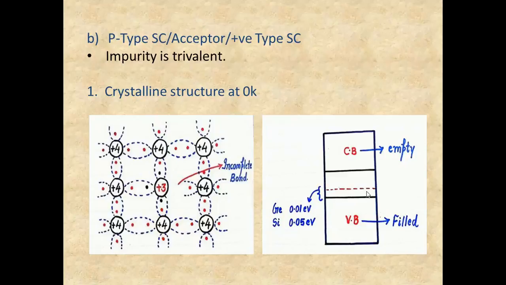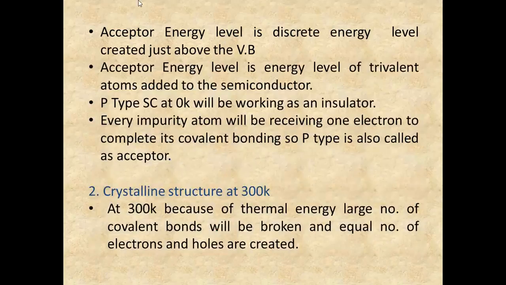Now this red dotted line, which is your discrete energy level, is created just above your valence band, and it denotes the energy level of all the trivalent atoms added to your semiconductor. Remember, I discussed pentavalent, but here it will cover all the trivalent atoms which will be added to the semiconductor. So the same statement I have discussed, same lines, right?